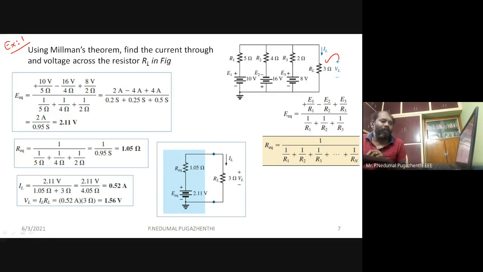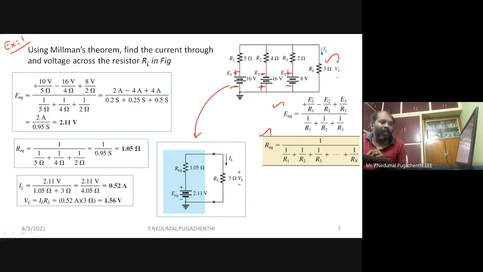So I am going to use the formulas directly here. I will try to convert this network into this network. For that I am going to use the formula directly. What is the formula? E1 by R1, E2 by R2, E3 by R3. You can see the first source is plus minus. Now here it is minus plus. The second voltage source is having a minus plus. Then the third one is plus minus.